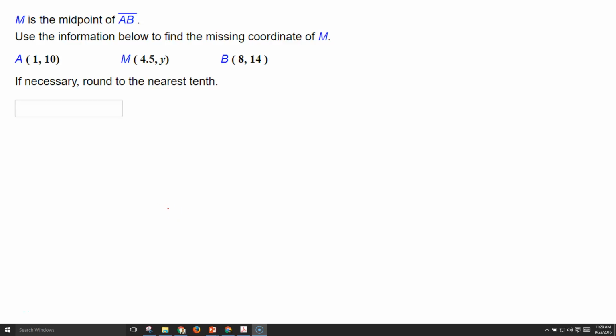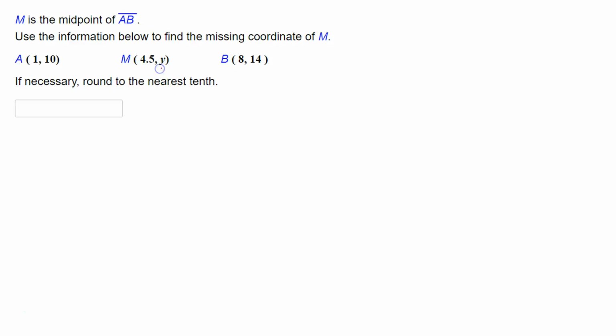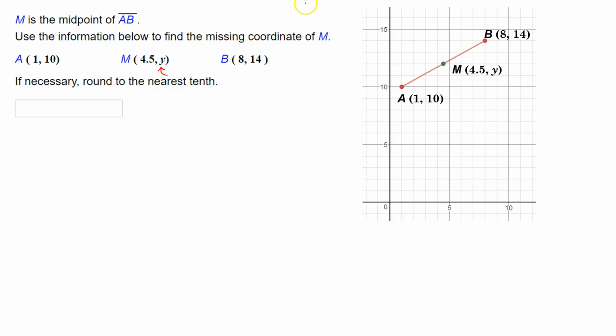Alright, so we know that M is the midpoint of AB. We know where A is. We know where B is. We don't know the Y value of our midpoint though. Well, let's see. Let's go ahead and see what this would kind of look like.